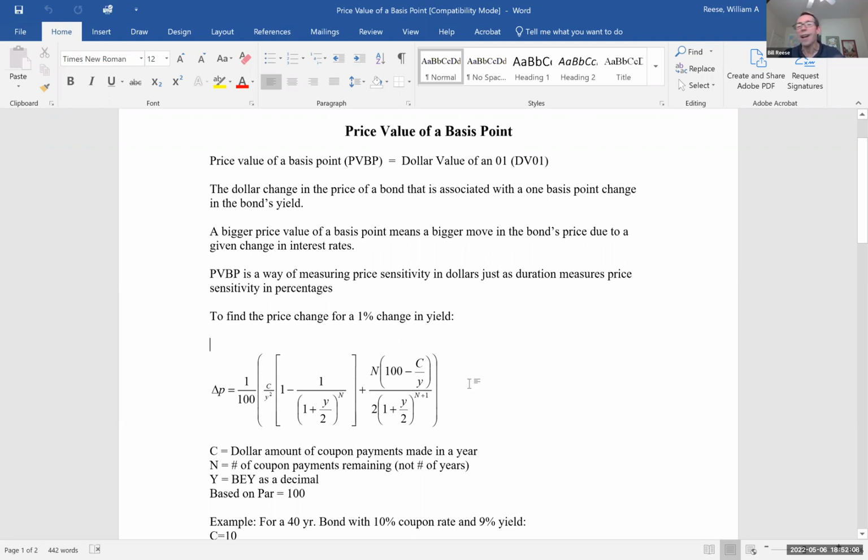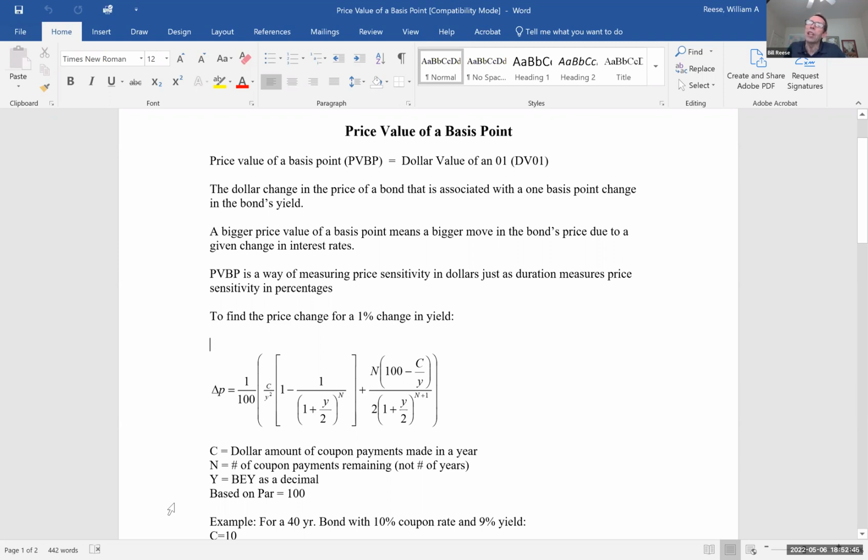Good news for you. I'm not going to ask you to memorize that formula, but it's really not all that difficult. There are 3 variables in this formula: C, N, and Y. C is the dollar amount of coupon payments made in a year. N is the number of coupon payments remaining, not the number of years. And Y is the bond equivalent yield, or yield to maturity, expressed as a decimal. And this is based upon a par value of 100.